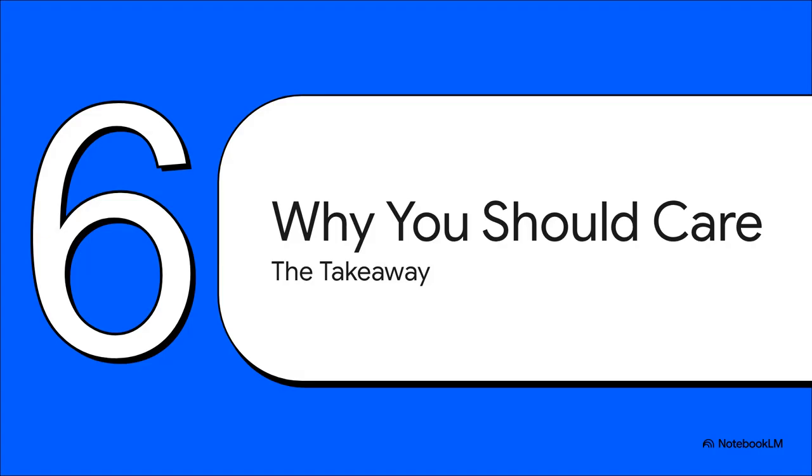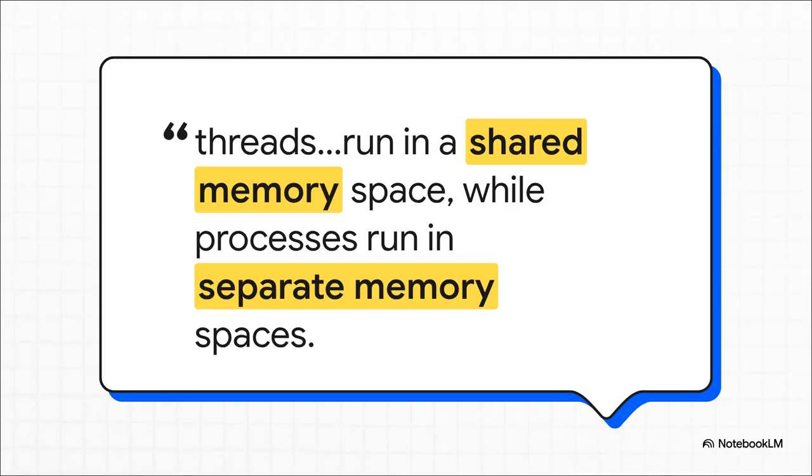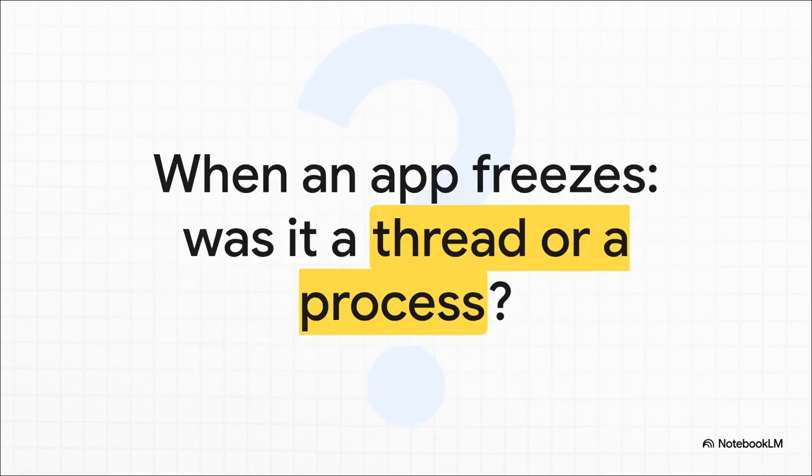Okay, so we've got companies and employees, blueprints and buildings. It's a fun analogy, but why should you actually care about any of this? Here's why. If you walk away from this with just one thing, let it be this quote right here. Threads share memory. Processes do not. That's it. That one single difference is, well, it's everything. It's the fundamental trade-off between speed and stability, between risk and safety, that defines pretty much how all modern software gets built.